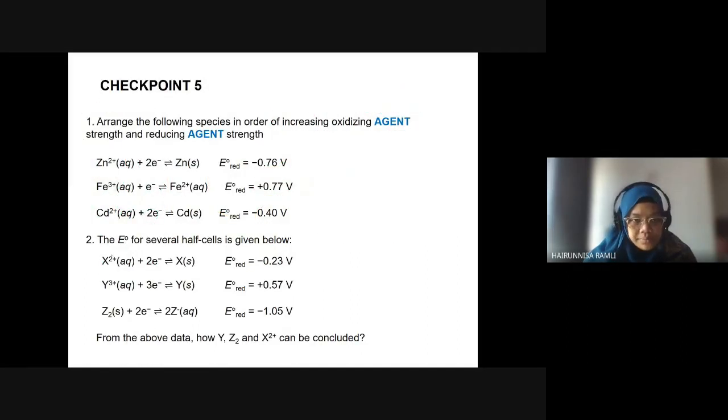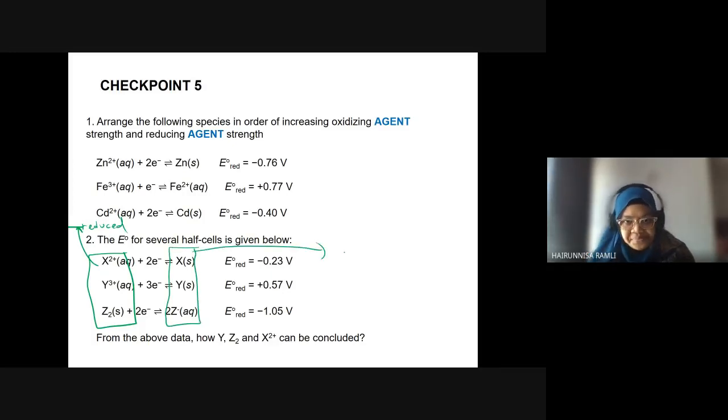Okay, now sama juga. Ni dalam bentuk reduction. So this one adalah untuk reduction. Reduce eh. So this value adalah untuk oxidize. Okay, so kita tahu oxidize less to more. Kalau increasing lah eh. More adalah lebih negatif kan? Kalau less ni lebih positif. So it means here you boleh letak kat sini yang lebih negatif is this one. So ini akan jadi nombor 3. So ini akan jadi nombor 2, ni akan jadi nombor 1.